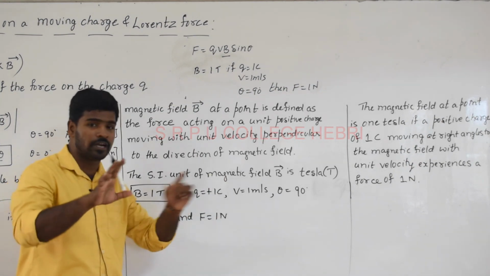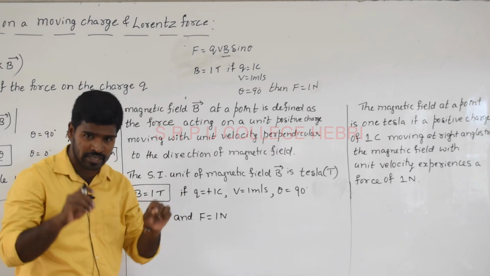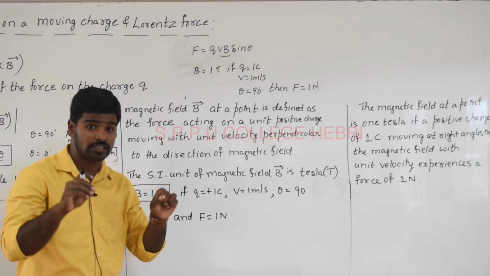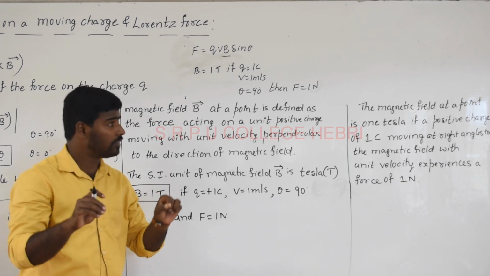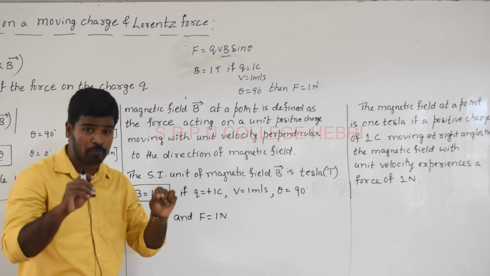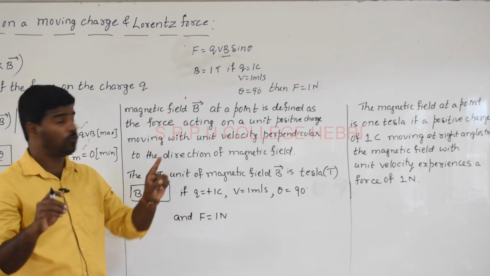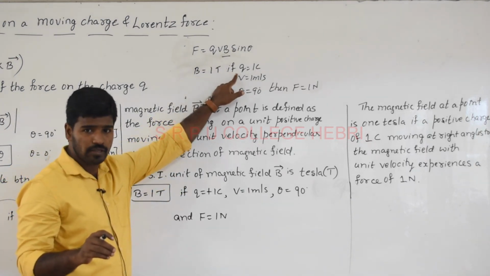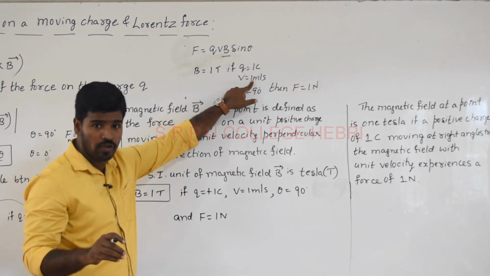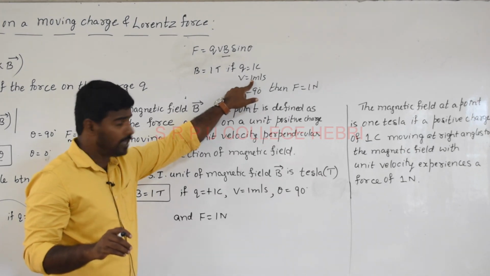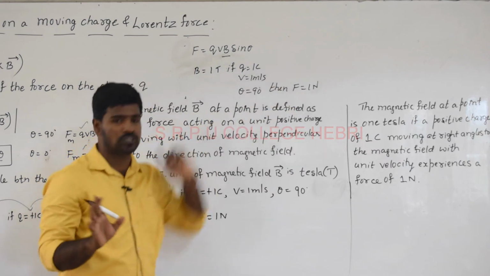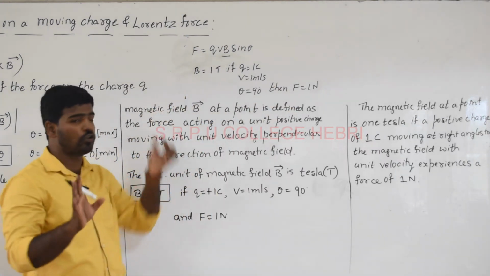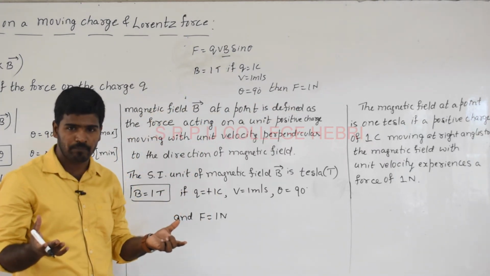If you just write Tesla, you will not get marks. The reason is, how is the question asked? Define the SI unit of magnetic field. The SI unit of magnetic field is Tesla. Therefore, the magnetic field at a point is said to be 1 Tesla if a positive charge is moving with a velocity of 1 meter per second in a direction perpendicular to the magnetic field, then it experiences a force of 1 Newton. See, looking at the equation you can write the definition, right?